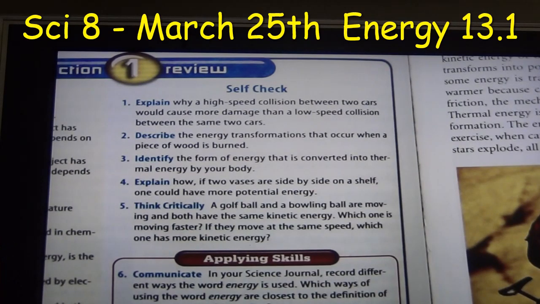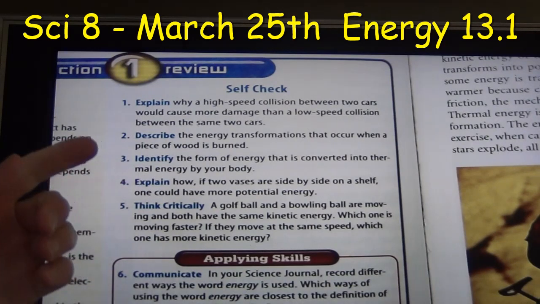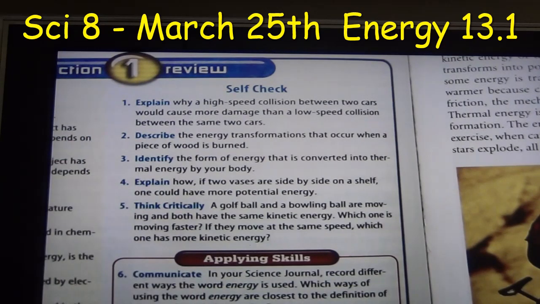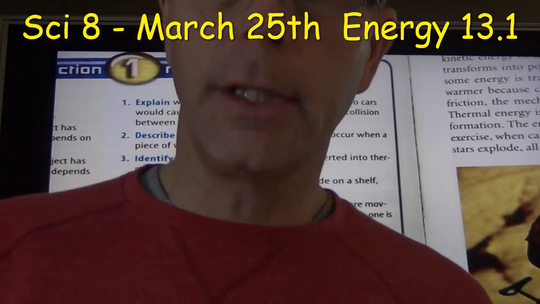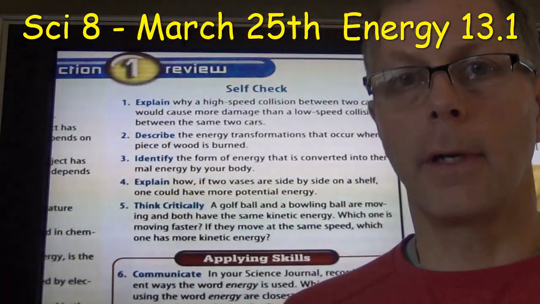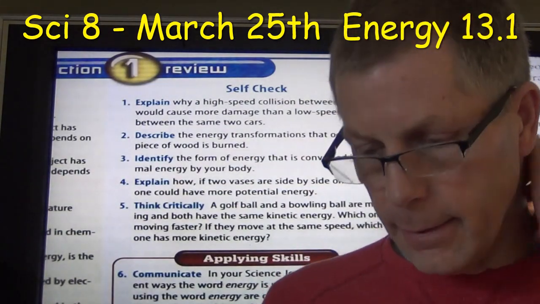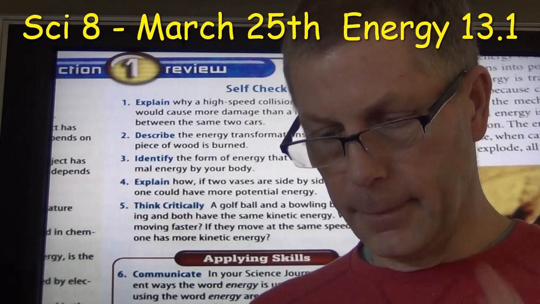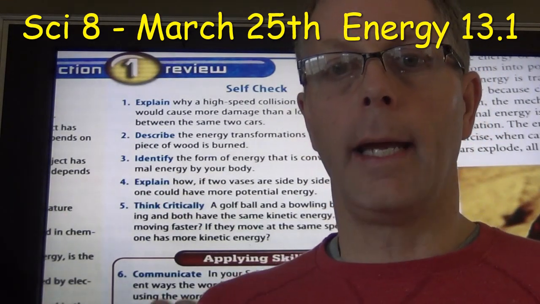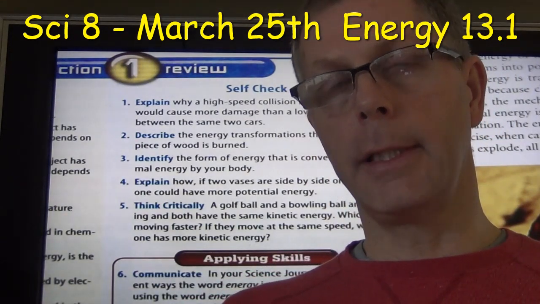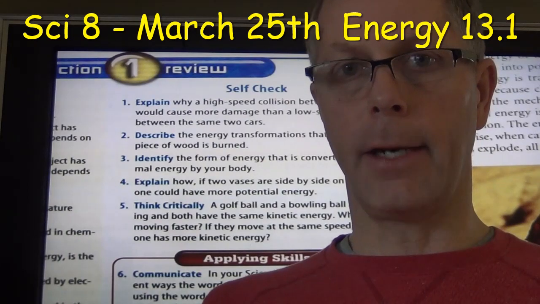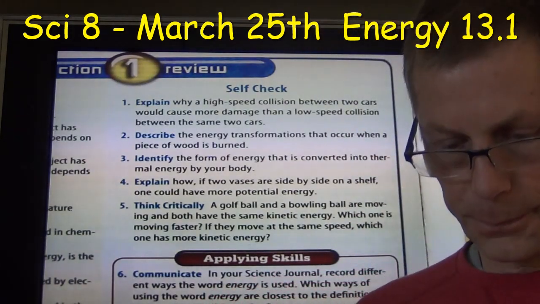The bonds are being broken, and when those bonds break and that wood burns, that chemical energy is transferred to thermal energy, so heat energy, and then also it transfers into radiant energy because we can see by the light of the fire. So that is the answer to number 2. When wood burns, we have chemical energy that gets transferred to radiant energy and thermal energy.